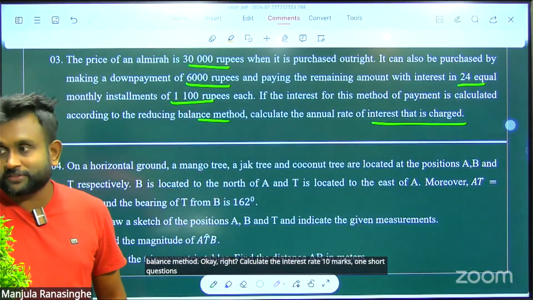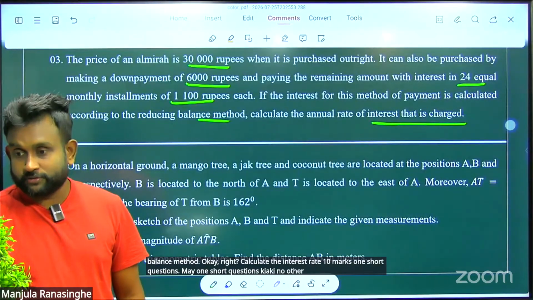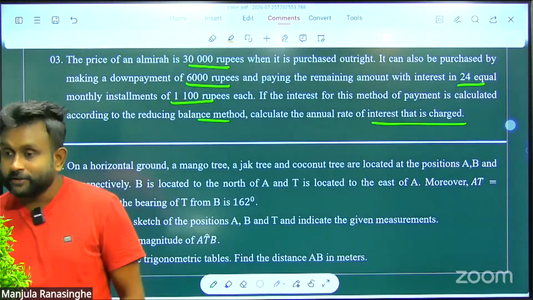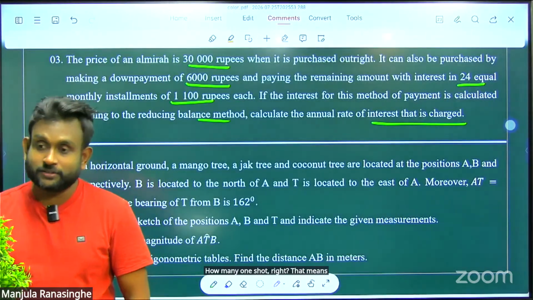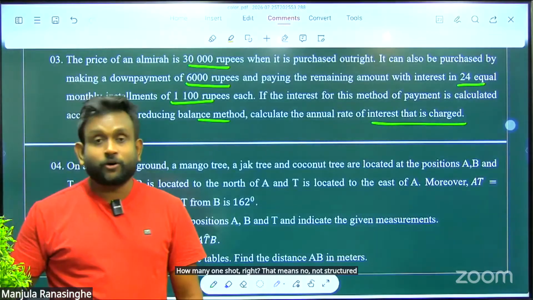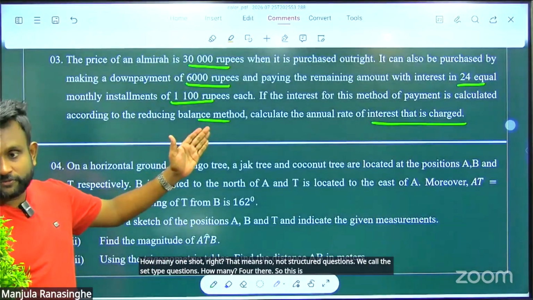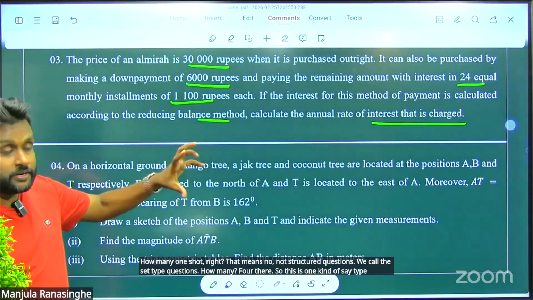How many one shot questions? That means not structured questions. We call them essay type questions. How many? There are 4. So this is one kind of essay type, not structured question.